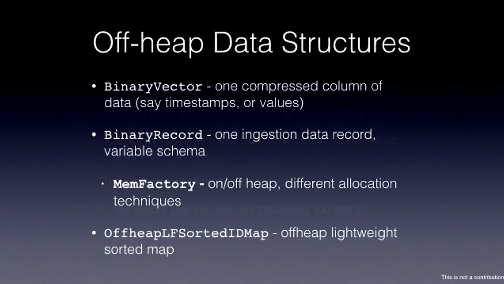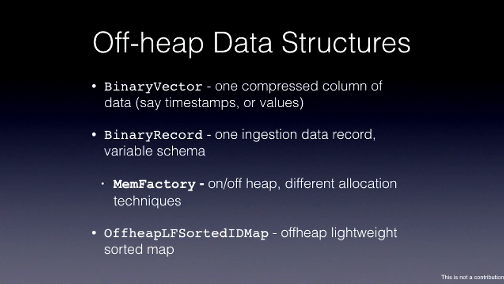There's a couple of these that, if you're interested, you can look for in the open source code. One is our compressed columnar format called a binary vector, which is kind of like a vector in Scala. It's an appendable list, which can be compressed and read out in a compressed form. Another is a record type, which can support different schemas and allows you to ingest data quickly without allocation.